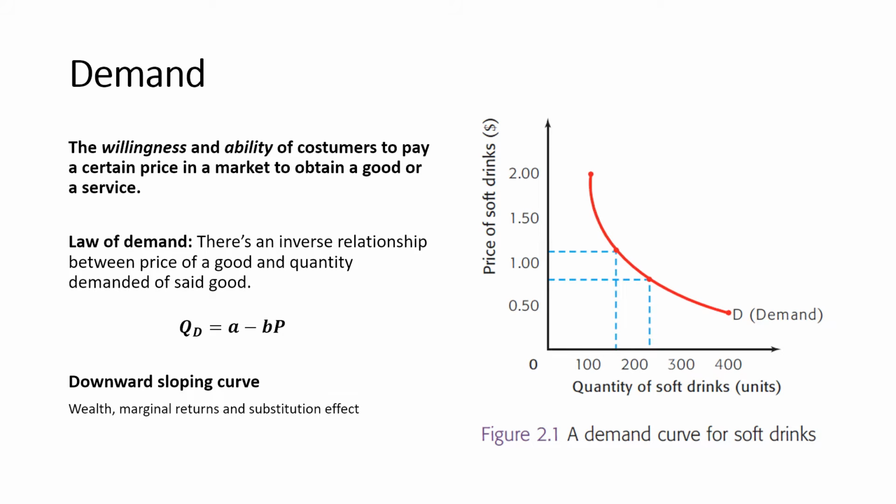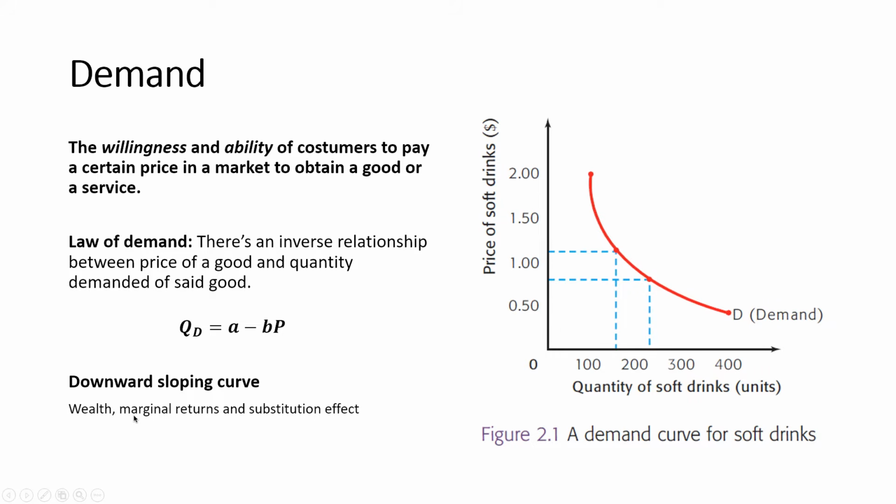So demand is the willingness and ability of customers to pay a certain price in the market to obtain a good or service. This is represented by a downward sloping curve, as you can see here. This is due to the wealth effect: when something costs so little, as $0.50, you can buy a lot of it because you feel richer. While if it's $2, you're like, oh, this is kind of expensive, I might not buy that much.